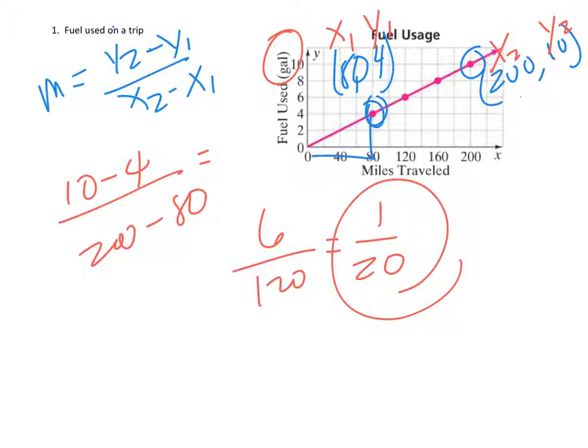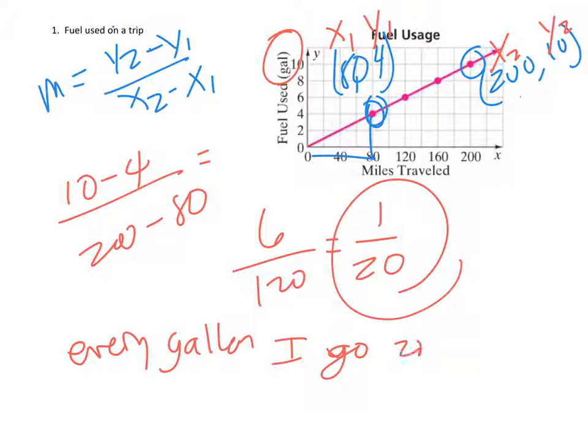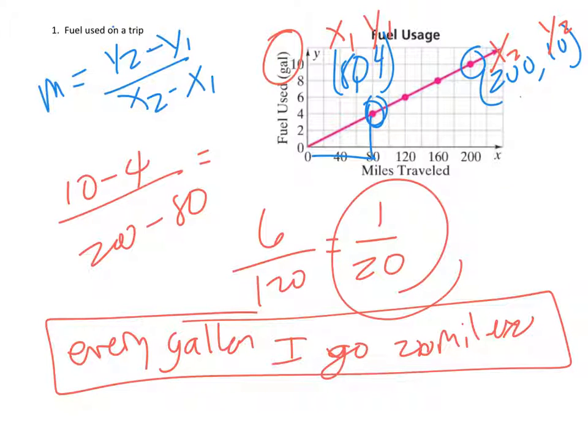In this case, it's going to be gallons. So again, you're going to write it in words. Every gallon, I drive 20 miles. So say that. Every gallon of gas, maybe, if you want to be more specific, I go 20 miles. So there you go. All right, so that's a complete answer. That's what I'll be looking for in the quiz and the test.